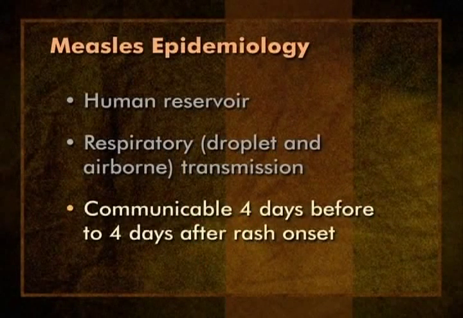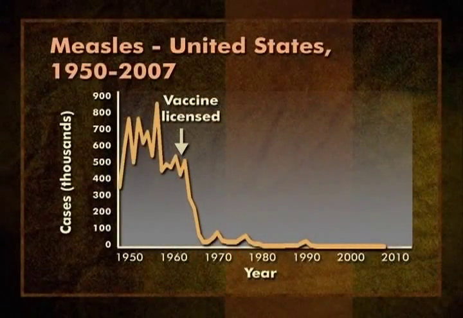Measles peaks in the late winter. It is communicable 4 days before to 4 days after rash onset. Maximum viral shedding occurs during the prodrome, before the rash appears. Measles is a very contagious disease. Secondary attack rates of more than 90% have been documented. This means that a person with measles will infect almost every susceptible contact. The ease of transmission of measles can also lead to explosive outbreaks, particularly in unvaccinated populations.